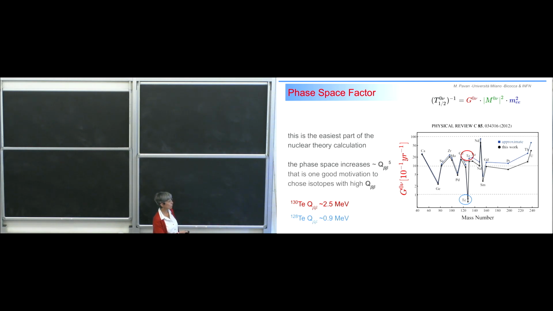So just to show you that it scales with the Q value, you can compare the same element. There are two isotopes of tellurium, both candidates to double beta decay. One has a very small Q value, tellurium 128, and the other is tellurium 130, and you see that the phase space changes a lot.